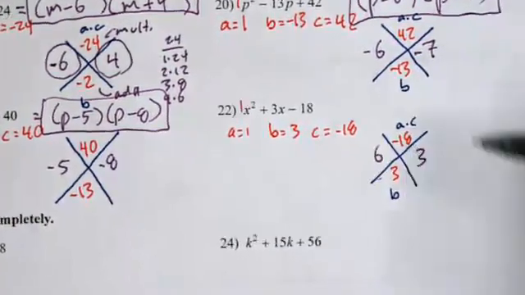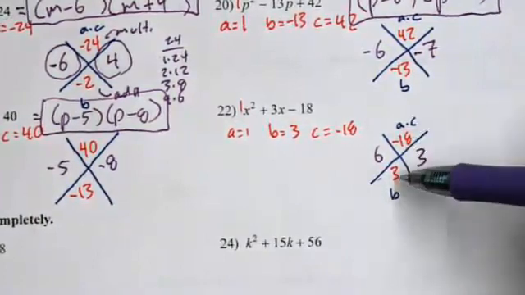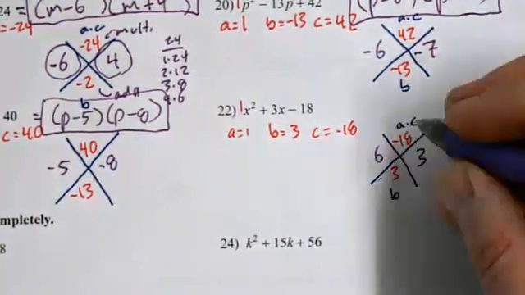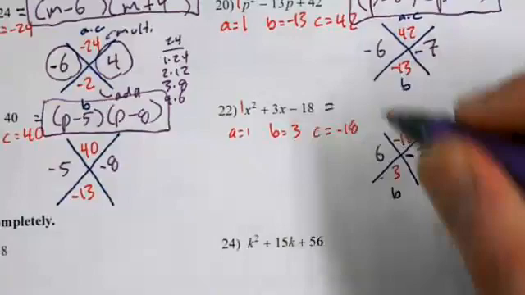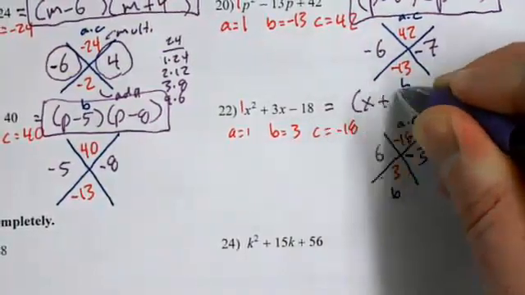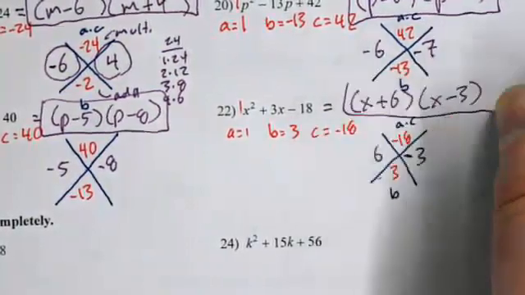One of them needs to be negative if they're going to multiply to give me negative 18. Which, you want negative 3 or negative 6? They need to add up to positive 3. So we want the bigger one to be positive. So negative 3. All right. So then final answer, we're going to have X, make sure we put your plus in here, X plus 6, because that's positive 6, and X minus 3. X plus 6, X minus 3.